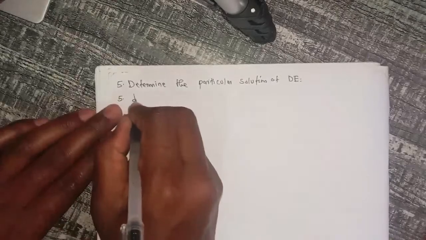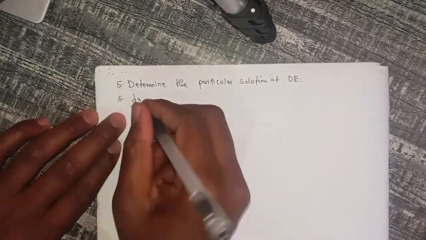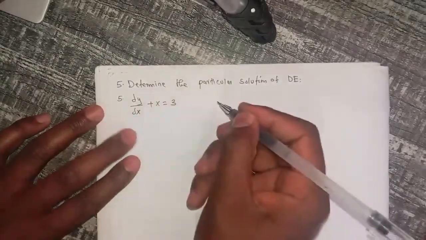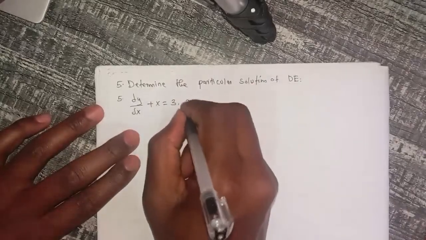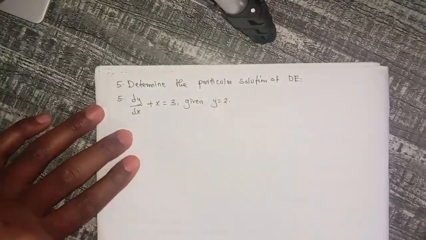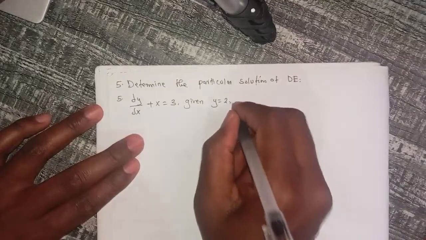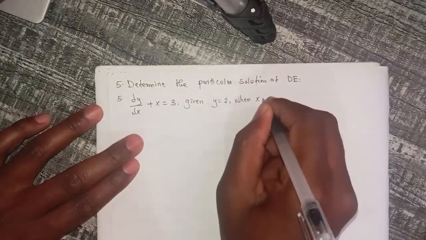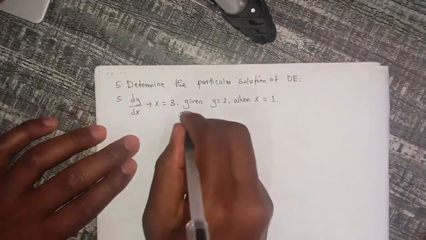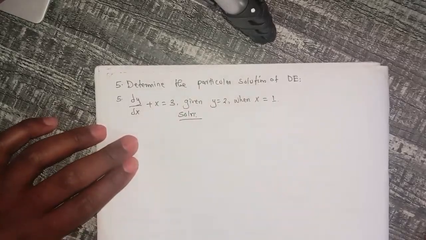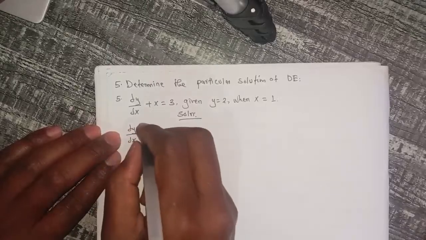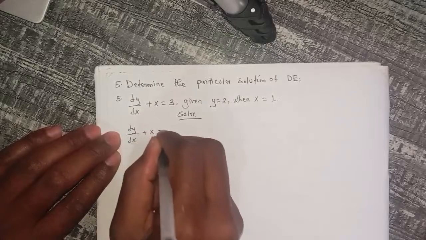So we have dy over dx plus x equals to 3, given y equals to 2 when x equals to 1. So solution, we have dy over dx plus x equals to 3.